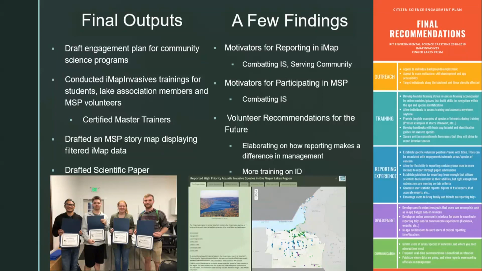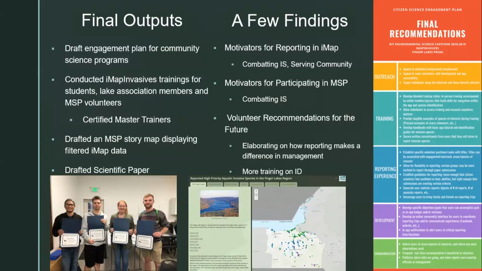So for the 2018 and 2019 group, we drafted an engagement plan for community science programs. You're seeing a snapshot of that plan on the right side of the screen, the really colorful document there. We also conducted several iMapInvasives trainings for students at RIT, for different Lake Association members, and for the Macrophyte Survey Program volunteers, and we all became certified master trainers.